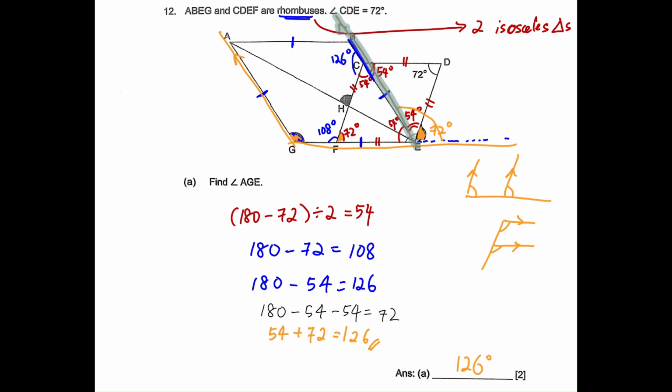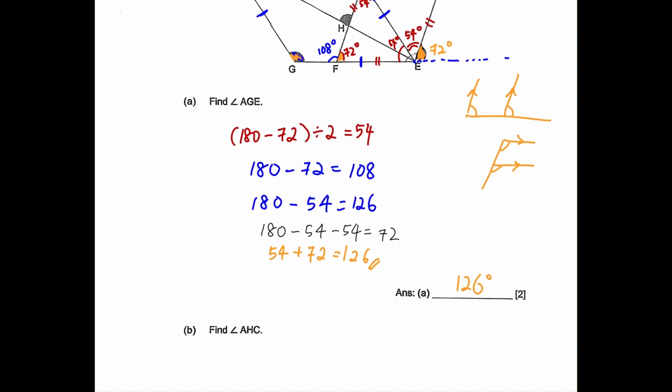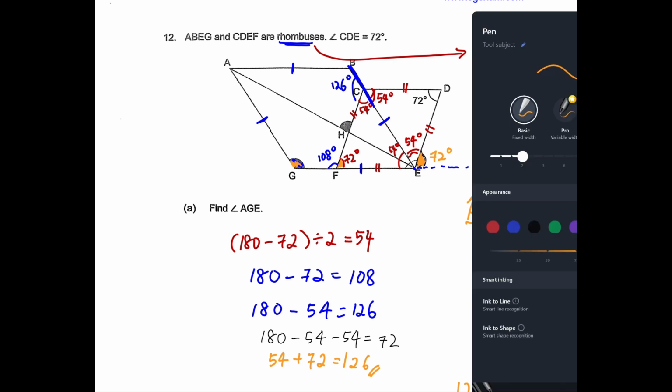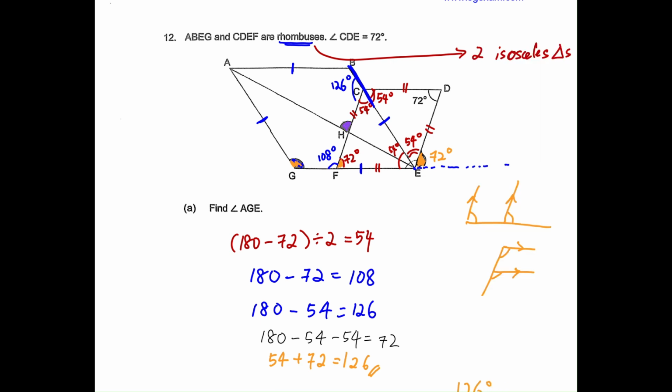Okay, let me clear up the diagram a little bit before I move on to the next portion. Okay, the next part, they are asking for AHC, which is the angle that is over here. Let me use purple for this. Okay, over here, AHC.